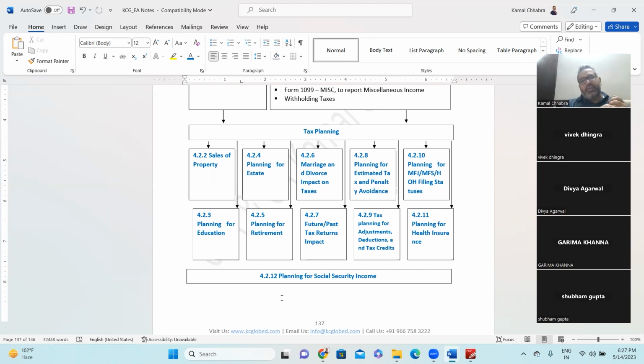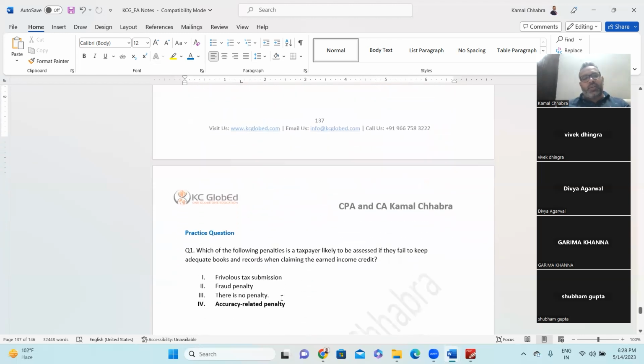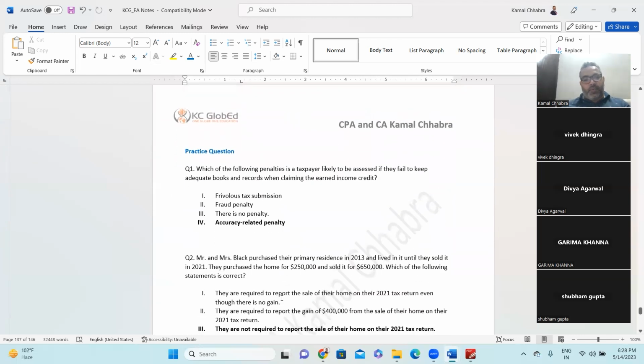So these 11 categories are where tax planning is possible. We'll be discussing them one by one in detail, covering the respective tax planning. So first, before jumping into the first topic, let's do a quick two questions.